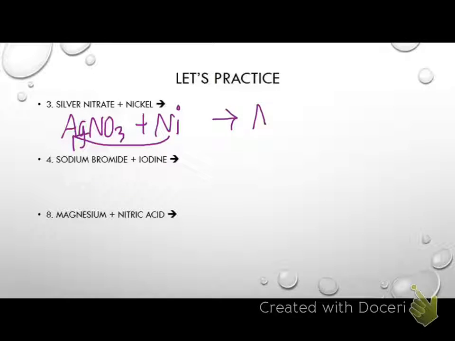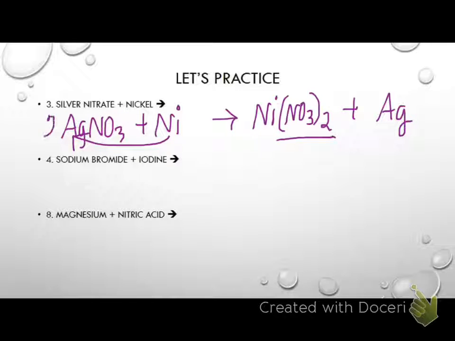So I would get nickel nitrate, which is normally a +2. And then I would go silver out here. Okay? I'm going to treat that nitrate as all one thing. I have 2 of them on this side. I only have 1 on the reactant side, so I'm going to put a 2 there. And then that will force me to put a 2 there.